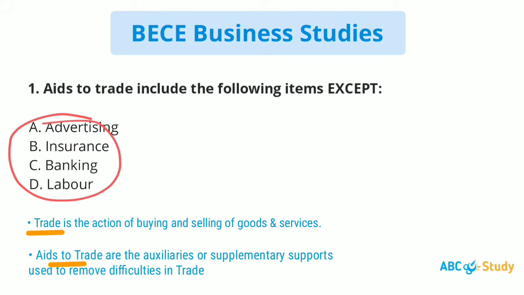Advertising, that's number one, right? I'm talking about advertising. It's actually an example of these aids to trade. It fills the knowledge gap and solves the difficulty of information. You know that advertising helps you to promote a brand. If you have a product and you do not advertise it, you know how that product will sell less than those that they advertise.